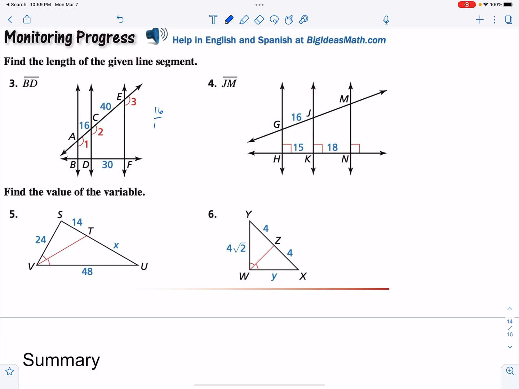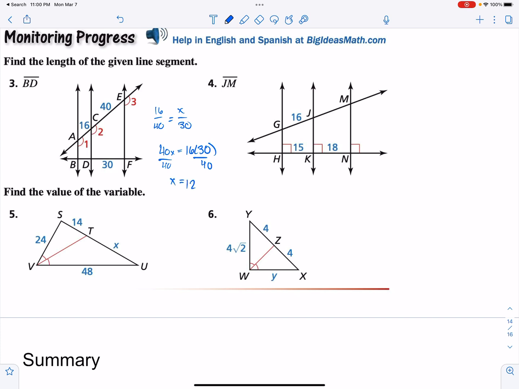But this one is going to be 16 over 40 is equal to, we don't know, over 30. Again, we do our cross products, so we get 40x is equal to 16 times 30. We divide that 40 over. So I'm going to punch that in real quick. 16 times 30 divided by 40, we get 12.